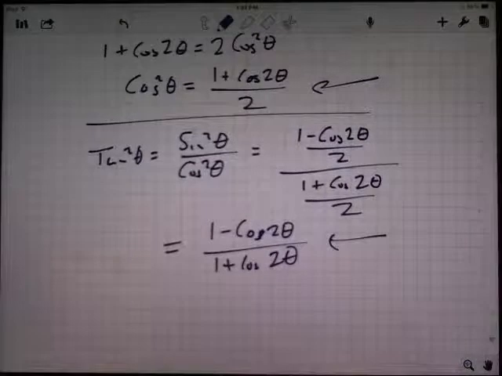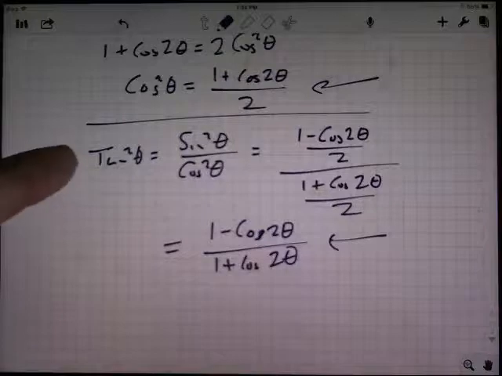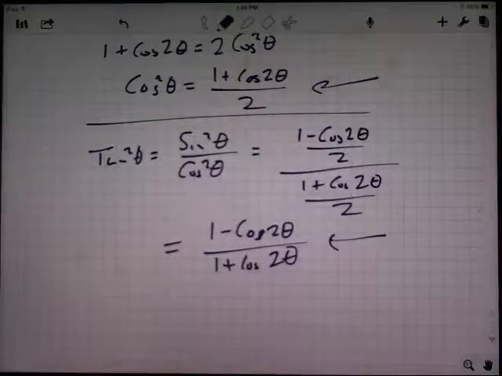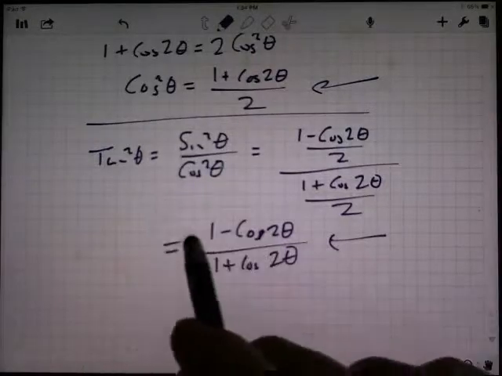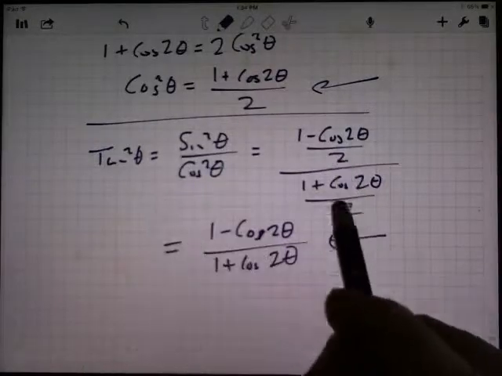Pause for a moment here. The double angle formula for cosine, I had 3 different versions of it. The power reducing formula for tangent ends up with 3 different versions too. This is one of them. This is the one that comes straight out of sine divided by cosine, right? Putting those things in there.